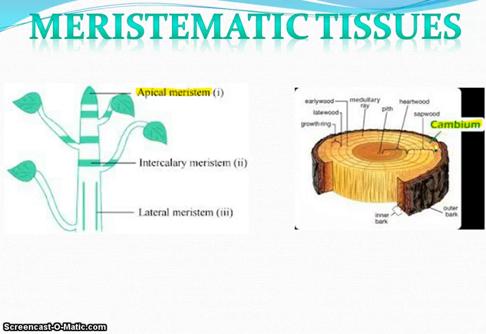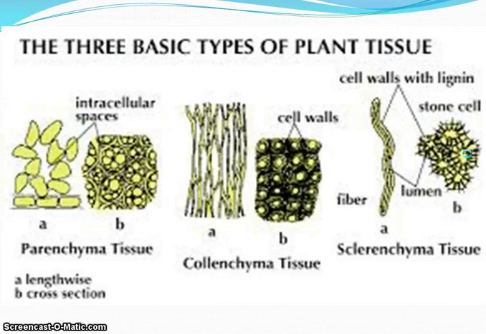So meristematic tissue, we have apical meristem, which is right at the tip, and that's going to grow in length. Cambium tissue is going to allow it to grow in width. There are other types of tissues. Okay? We have the parenchyma tissue, which is going to allow the plant to have structural support and also allow for some flexibility.